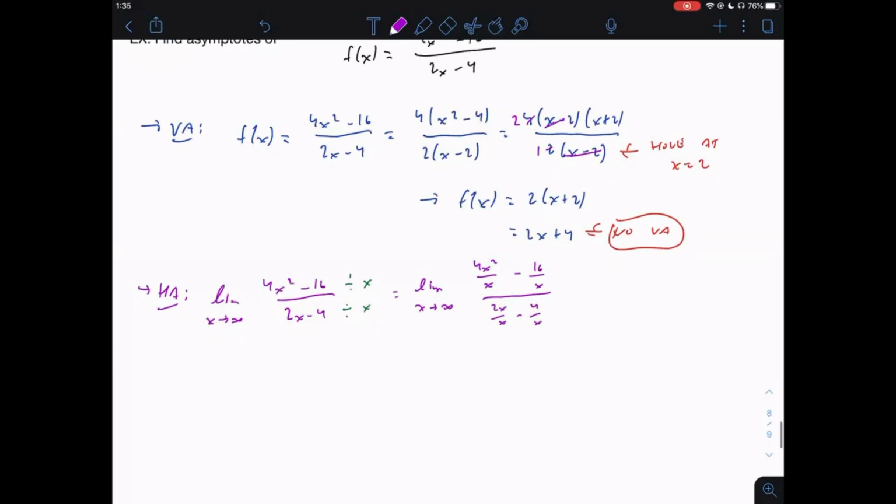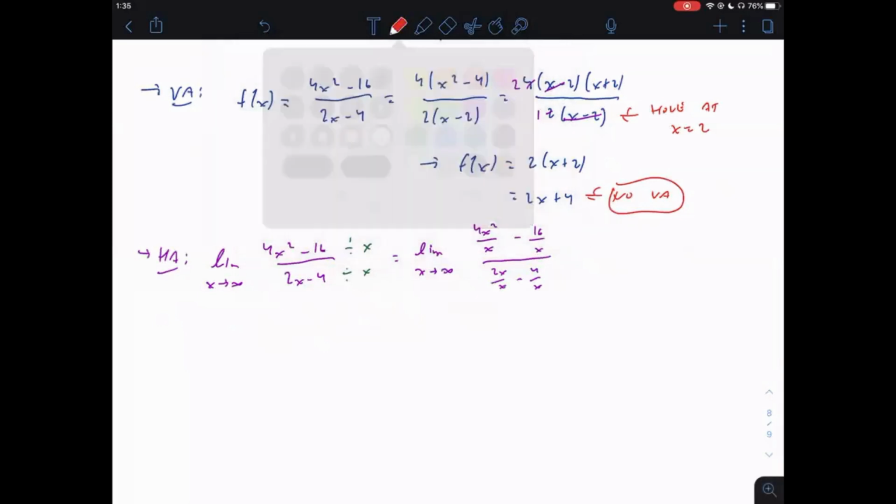Okay, so simplify what we can. This x squared and this x on the bottom, we can cancel out one factor of x, so this becomes x to the first, and it just becomes 1 on the bottom. 16 over x just remains the same, and then 2x over x is canceled out here. So now we have the limit as x goes to infinity of 4x minus 16 over x, over 2 minus 4 over x.